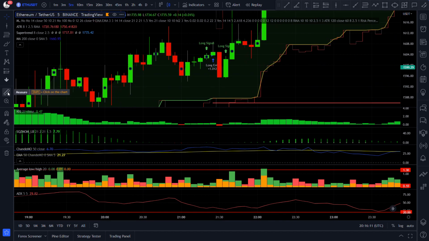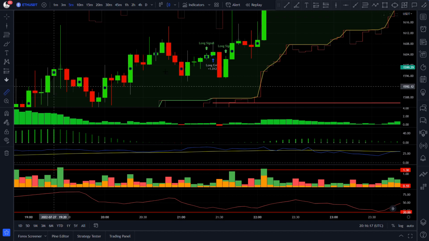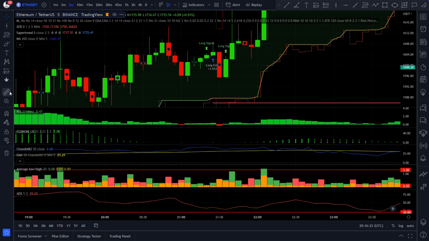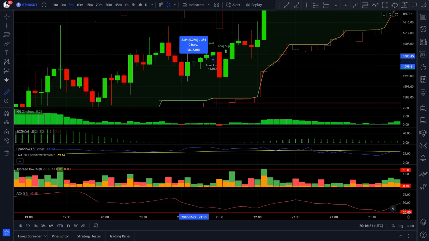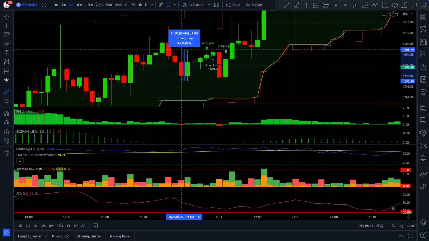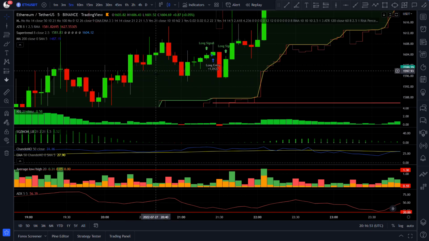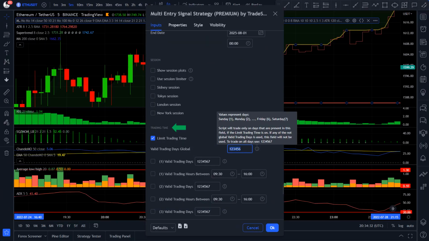For example, here's an entry signal for long position. So let's measure the last 5 candles and see if they are smaller than 0.8%. The first one is okay. Second one, still good. Third, okay. Fourth, still okay. And the fifth is still smaller than 0.8%, so we are good to enter into this long position.